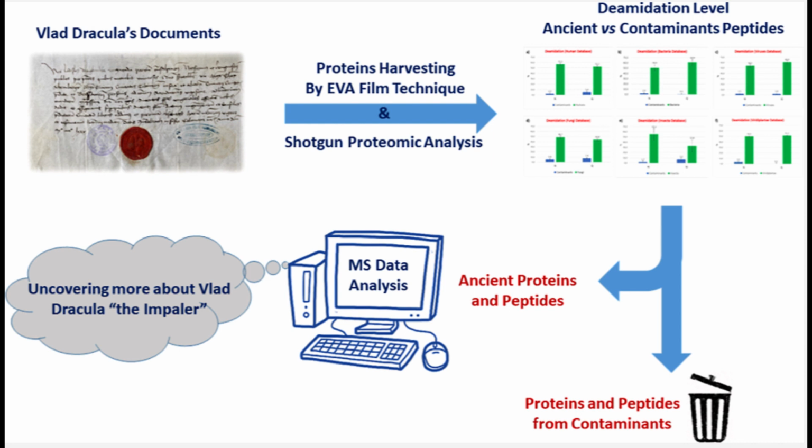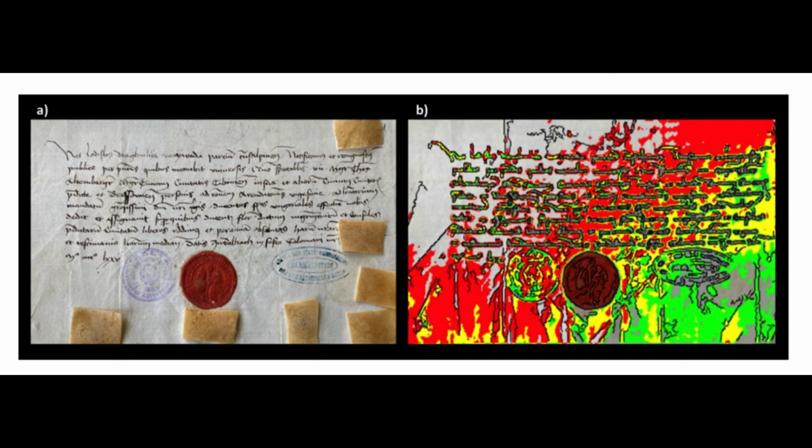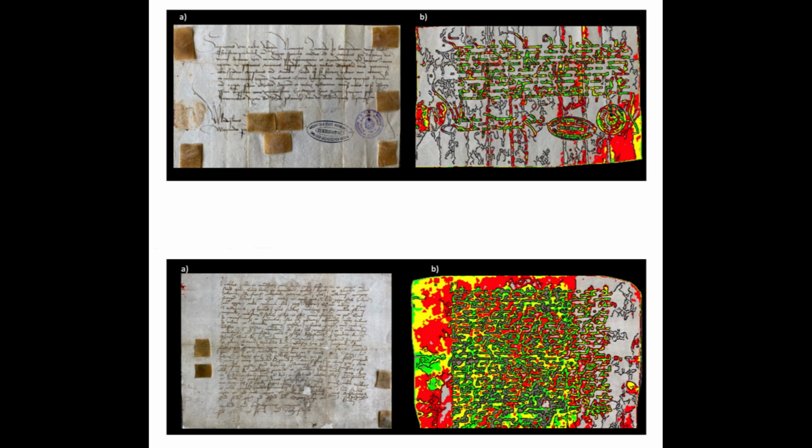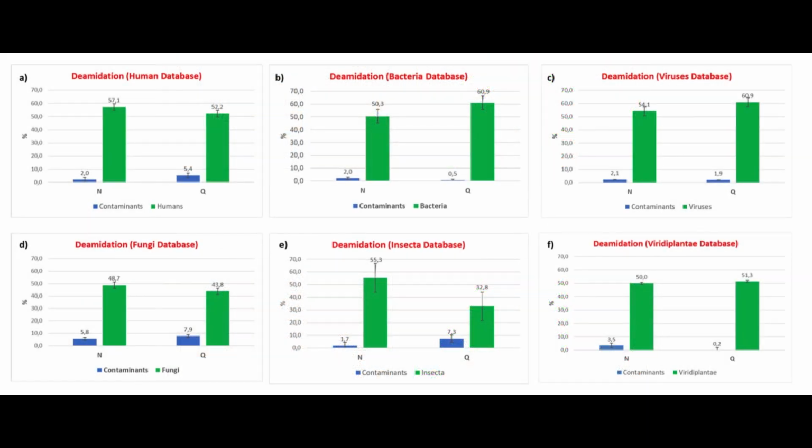Their goal was to extract and study ancient proteins from these documents in order to learn more about different environmental conditions that were present during 1457 and 1475. The scientists applied strips of ethylene vinyl acetate to various parts of the letters, uplifting numerous ancient proteins and peptides. Data collection from mass spectrometry were compared to various online protein databases in order to determine which peptides were from the original time period of Vlad the Impaler and which peptides were contaminants.